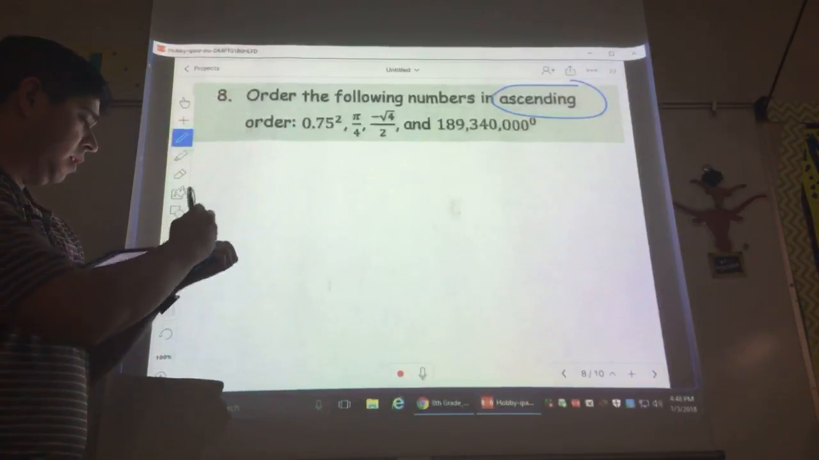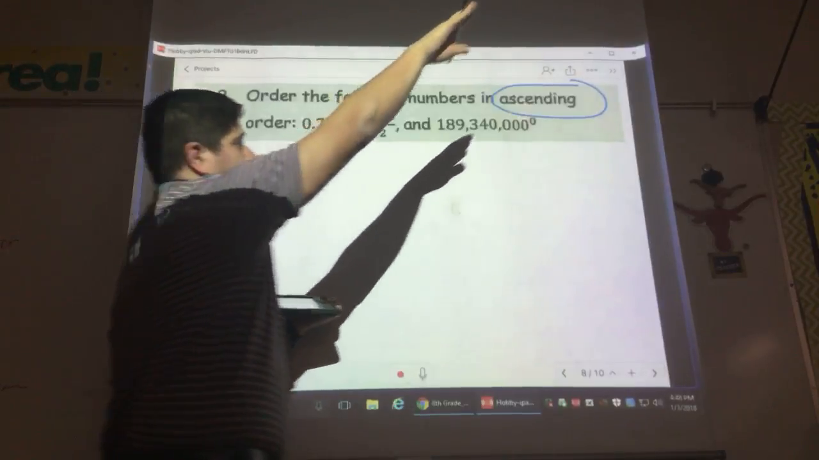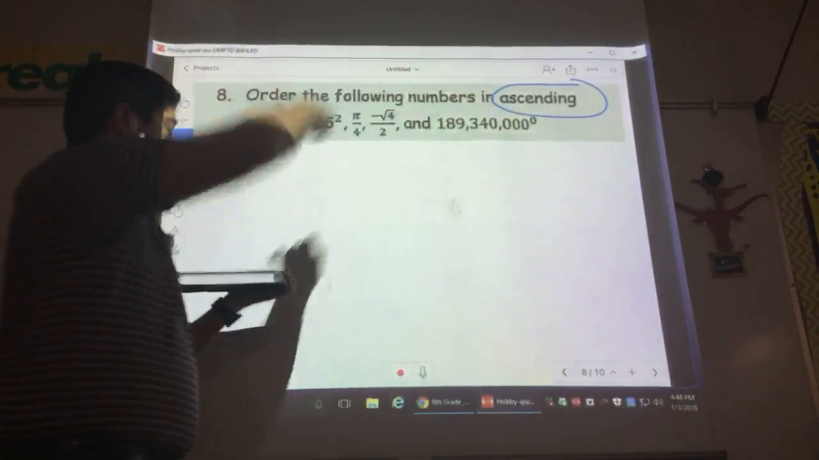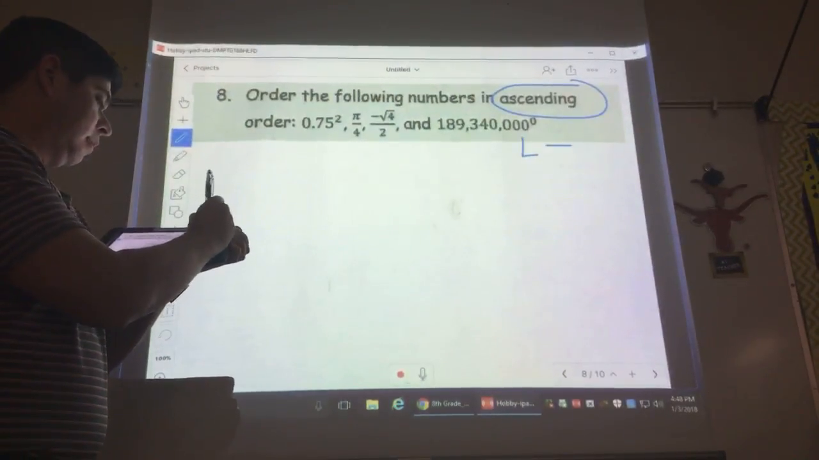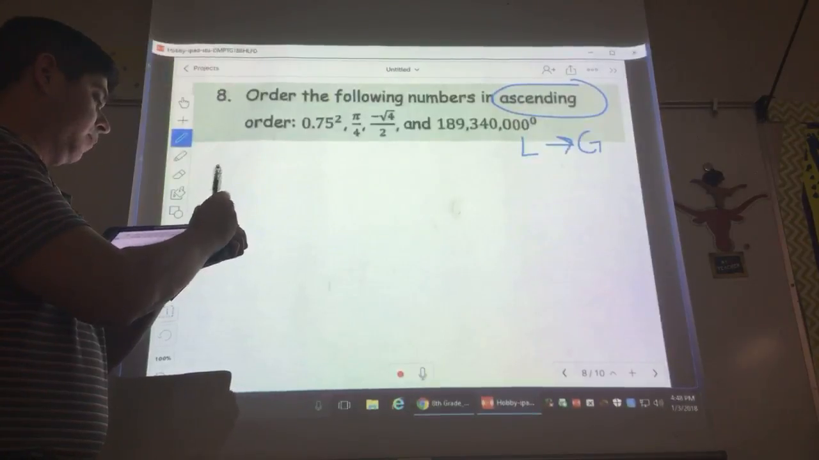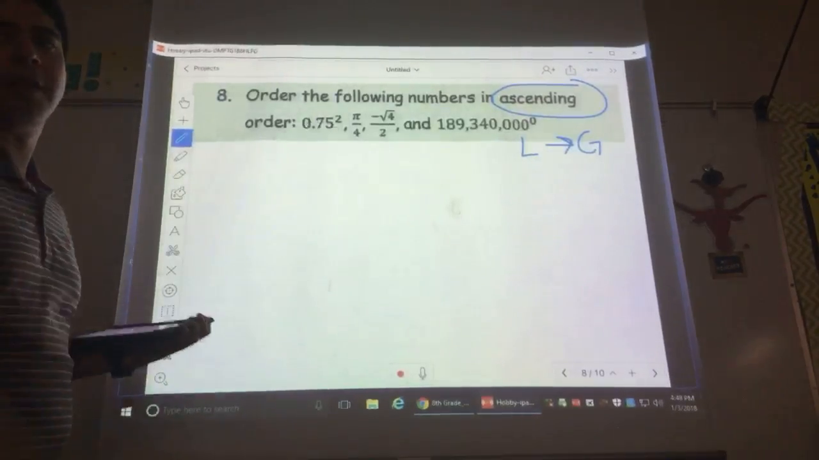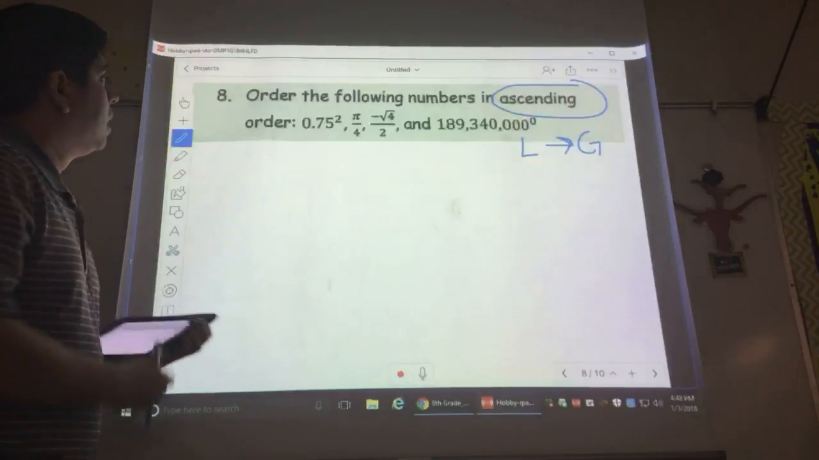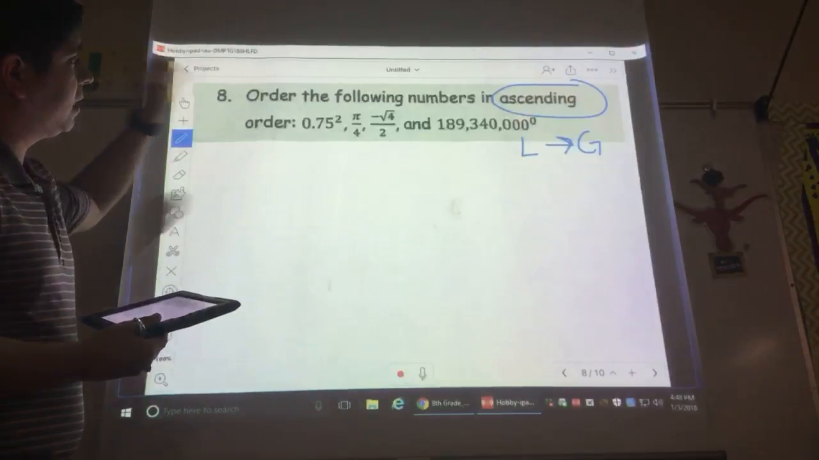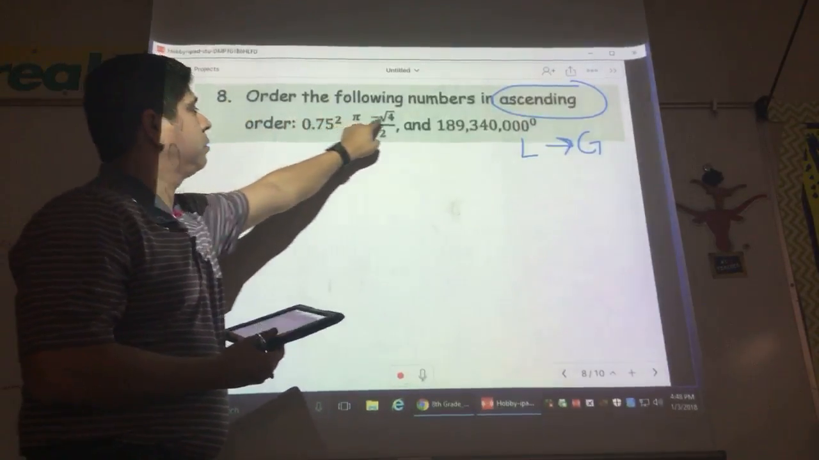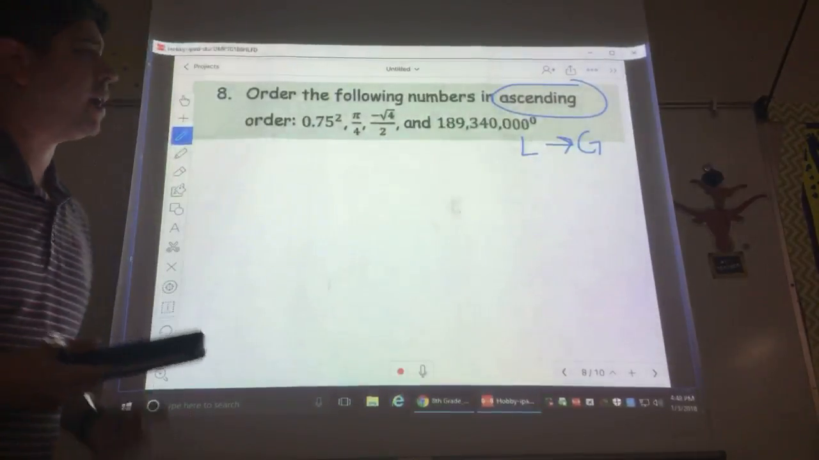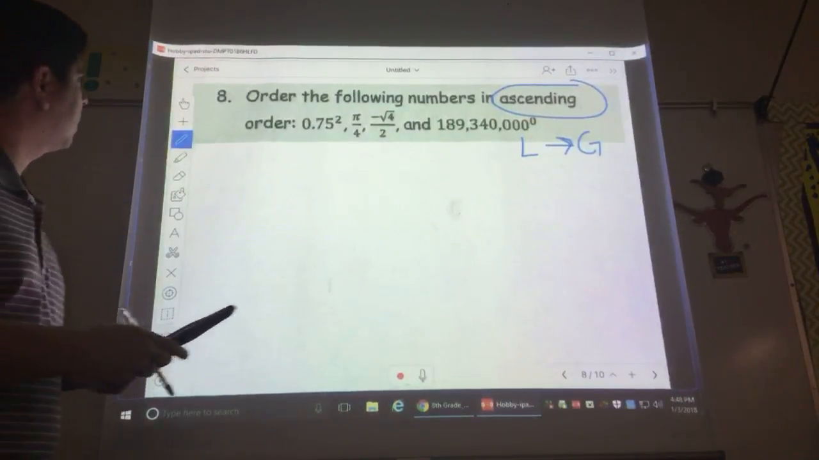Ascending order means we're going up. Okay, it's going up. So if it's going up, that means it's going from least to greatest. So least to greatest. Remember, you have to write it back in its original form. All right, write it back in the original form. Okay. All right. That's number 8.